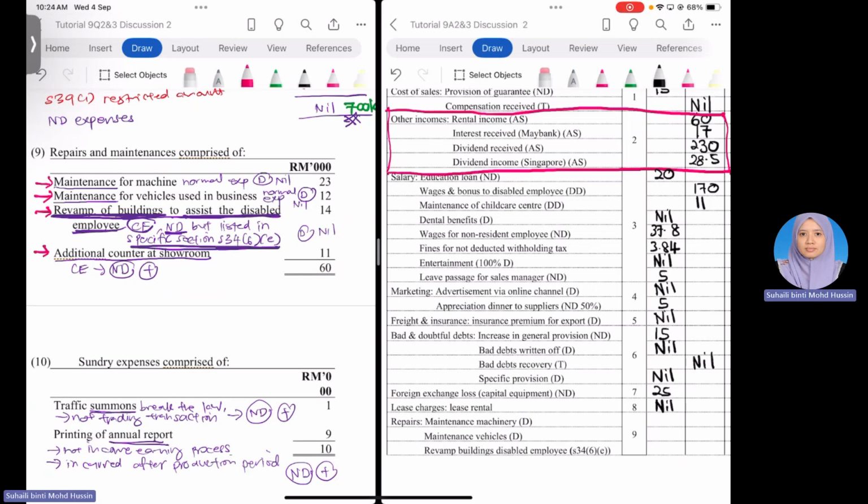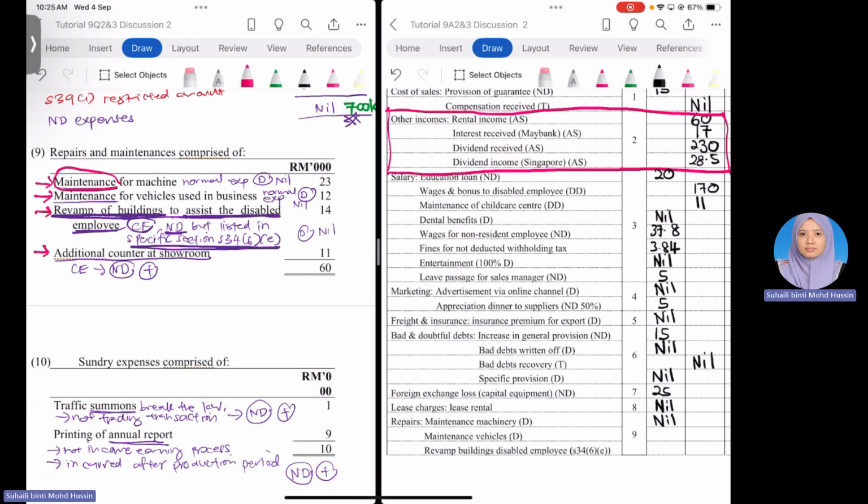Maintenance for the machinery, 23,000 ringgit. So this is normal, you only maintain it. This is a revenue expenditure, satisfying section 33 subsection 1. This amount is already deducted in SOCI, so no further deduction is needed. You already deducted 23,000 ringgit in the SOCI, so no further adjustment is needed.